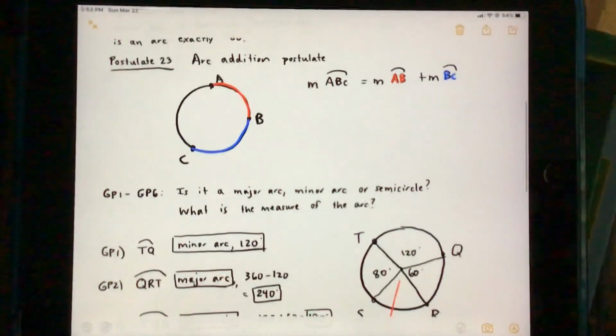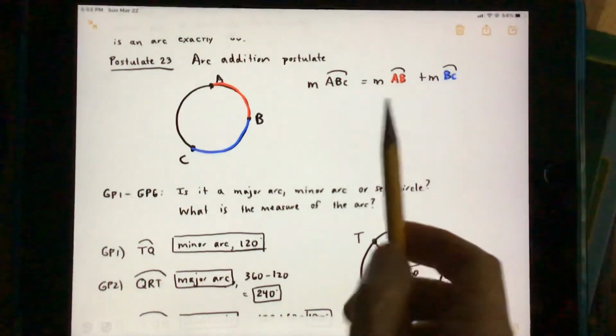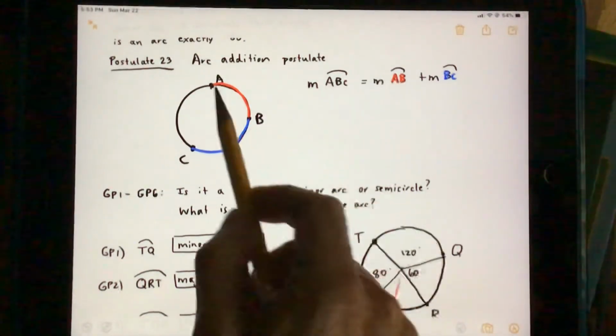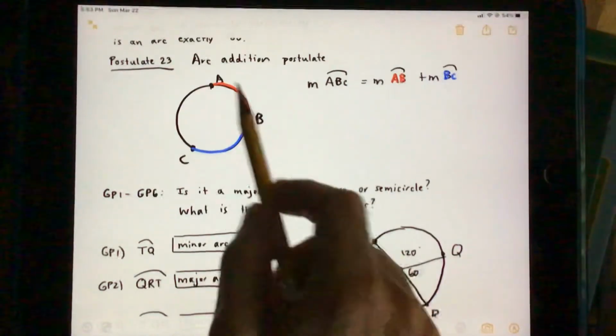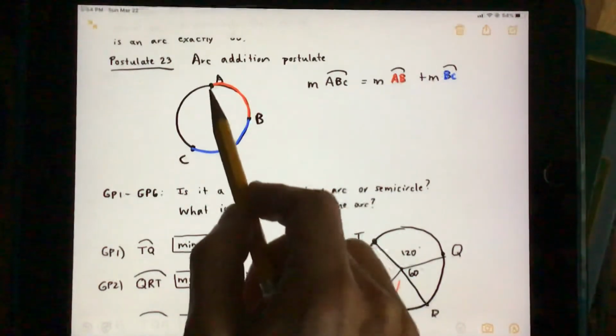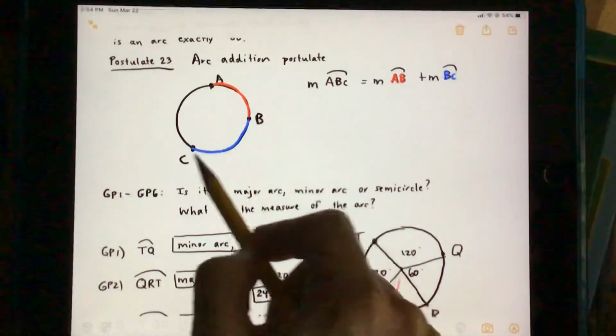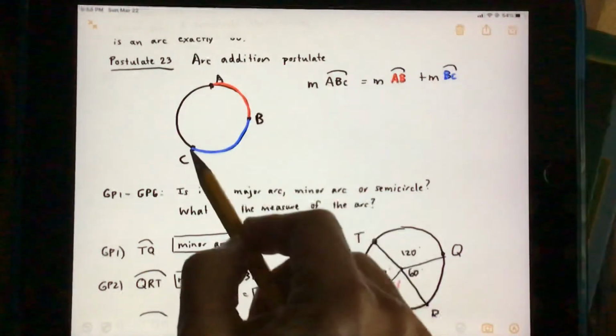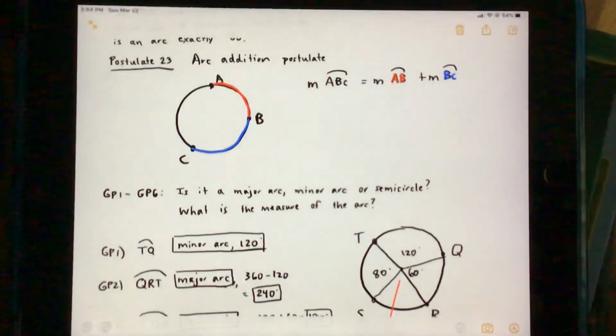Postulate 23 tells us how to add two arcs together so that we have one full arc. And we can talk about that full arc. So if we want to know what is the measurement of arc ABC, and this is fairly intuitive here, you're going to add the two smaller arcs. You're going to add AB together with BC to get the full measurement from A through B to C.